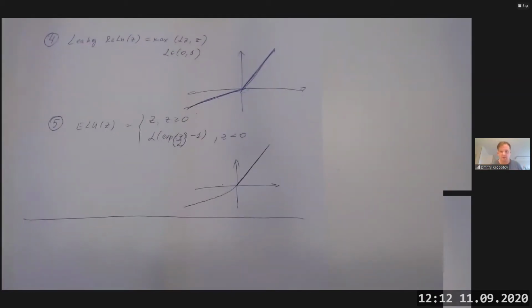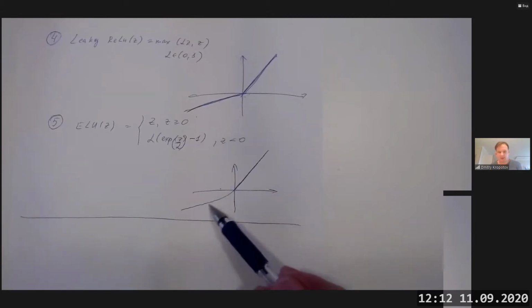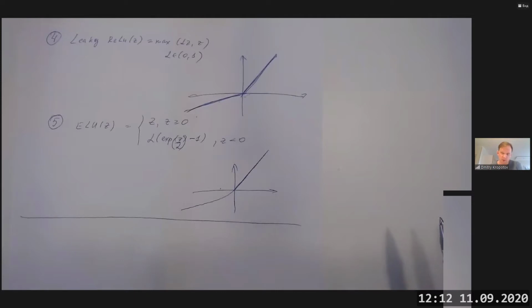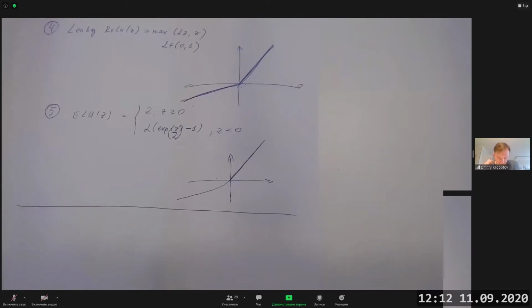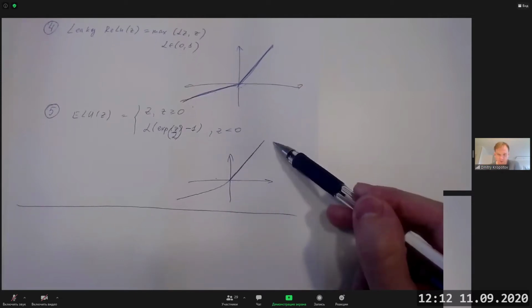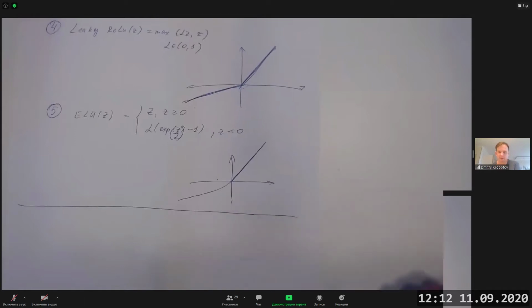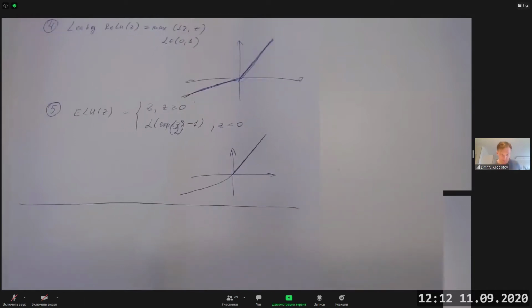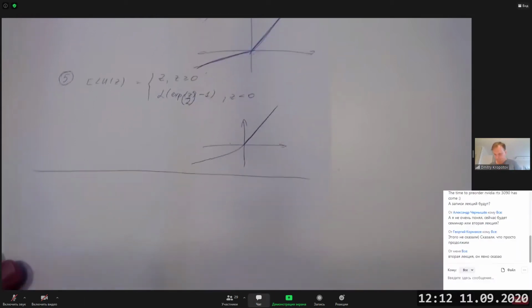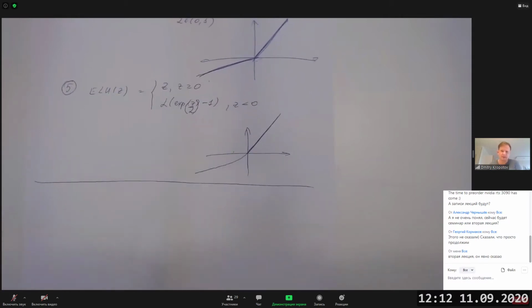Anyway, the point is to get something like this, an everywhere continuously differentiable function which has one slope on the positive side and a different slope on the negative side. However, again, in practice, this particular activation function is rarely used, only if for some reason you indeed need an everywhere differentiable function.